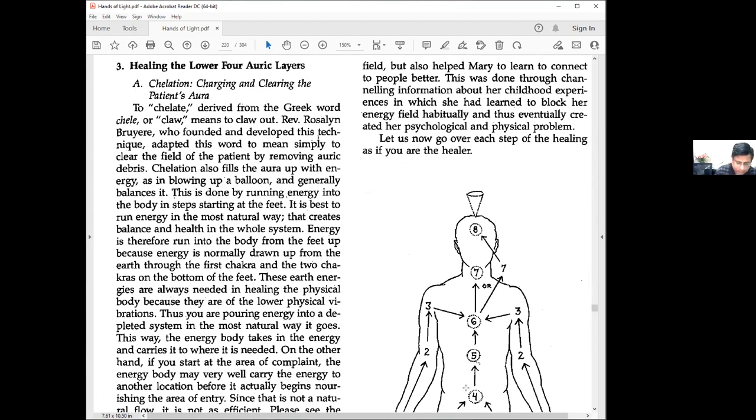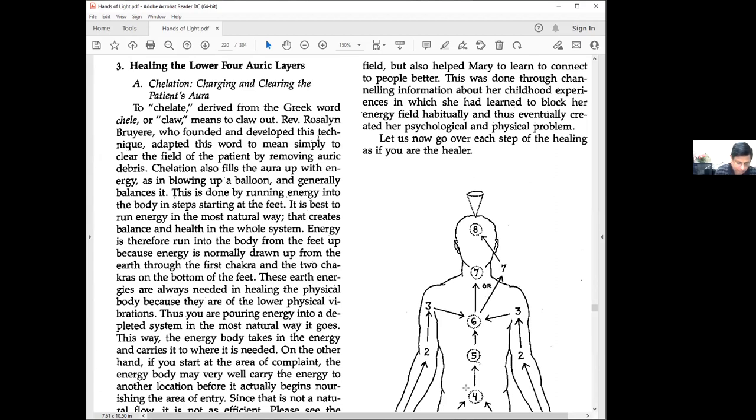3. Healing the lower 4 auric layers. A. Chelation, charging and clearing the patient's aura. To chelate, derived from the Greek word chel or claw, means to claw out. Reverend Rosalind Bruyere, who founded and developed this technique, adapted this word to mean simply to clear the field of the patient by removing auric debris. Chelation also fills the aura up with energy, as in blowing up a balloon, and generally balances it.